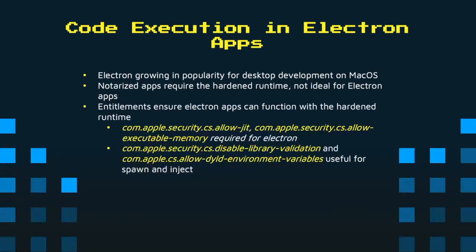There's actually a site, I think it's called electron.js. I'll drop a link later in Discord. But there's a ton of Electron apps listed there, and most of them have all 4 of these entitlements. And so you can find a legitimately signed and notarized app that uses these entitlements. And this is what we need as attackers to inject into the app.